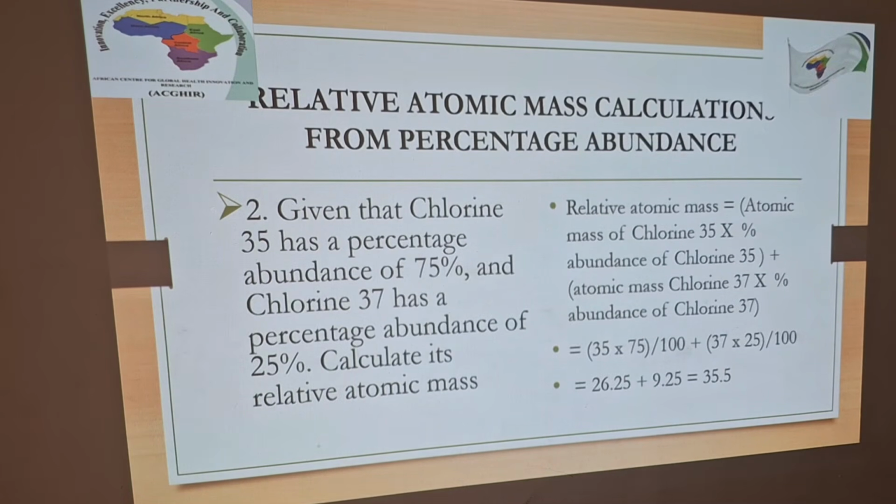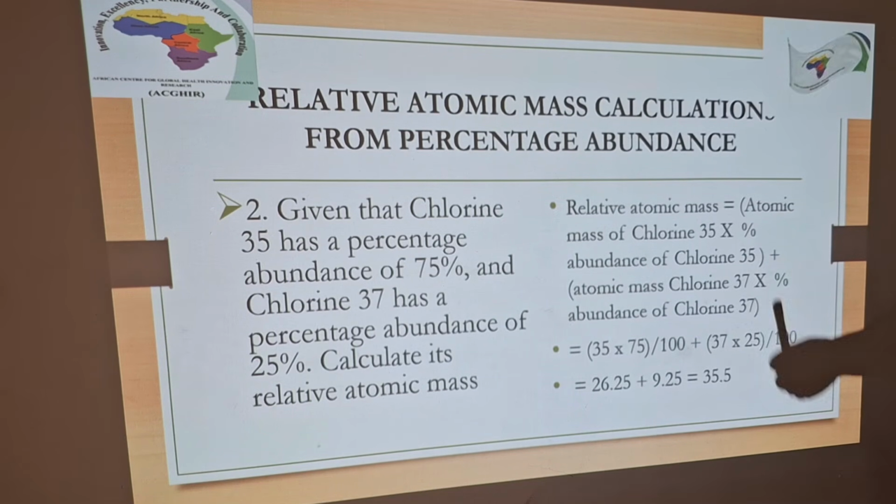Right. Let us now see an example for chlorine. Given that chlorine 35 has a percentage abundance of 75%, and chlorine 37 has a percentage abundance of 25%, calculate its relative atomic mass. So from the formula which we have stated previously, we know that the relative atomic mass is equal to the atomic mass of chlorine 35 times the percentage abundance of chlorine 35 plus the atomic mass of chlorine 37 times the percentage abundance of chlorine 37, right? So that sum now is going to give you the relative atomic mass.